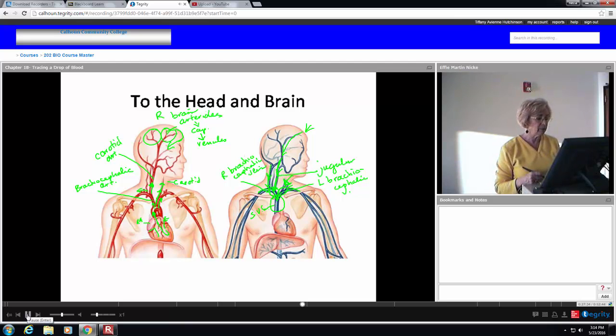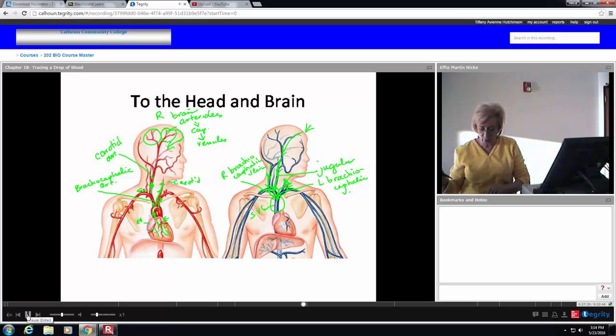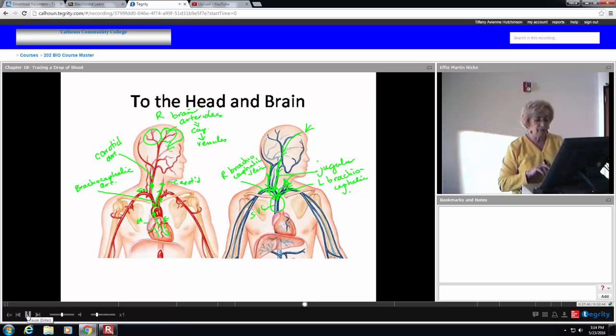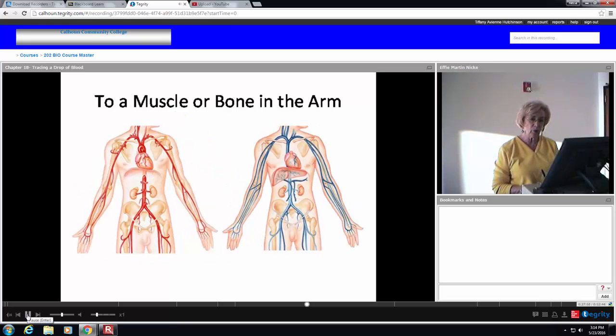All right. So that kind of explains that. What if you're going down the arm? Let me see if I have a different picture for the arm. I think I do. Yeah. Okay. Let's go on. A lot of these tracings, maybe not all of them, but a lot of these tracings are found in examples in your study guide.